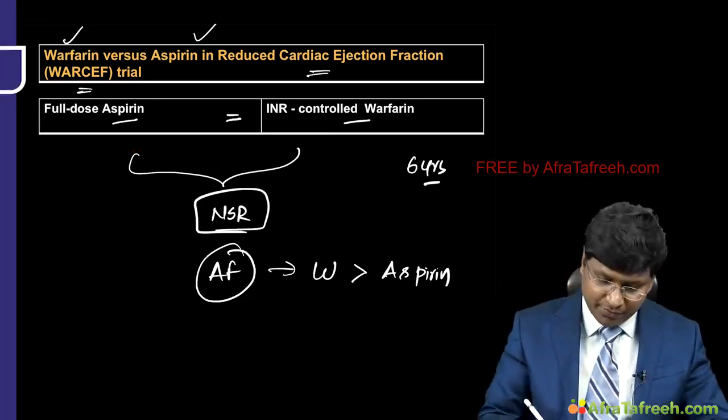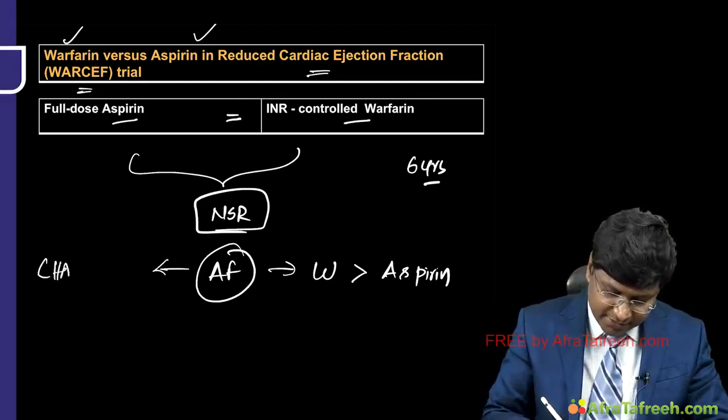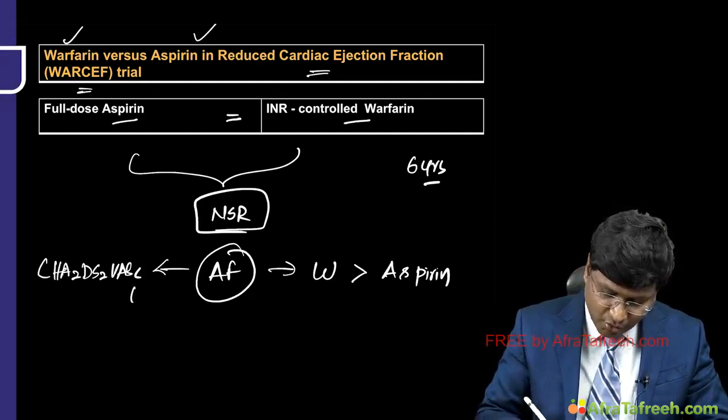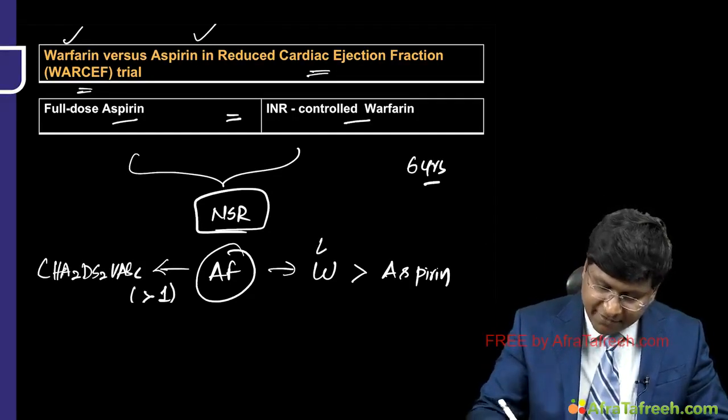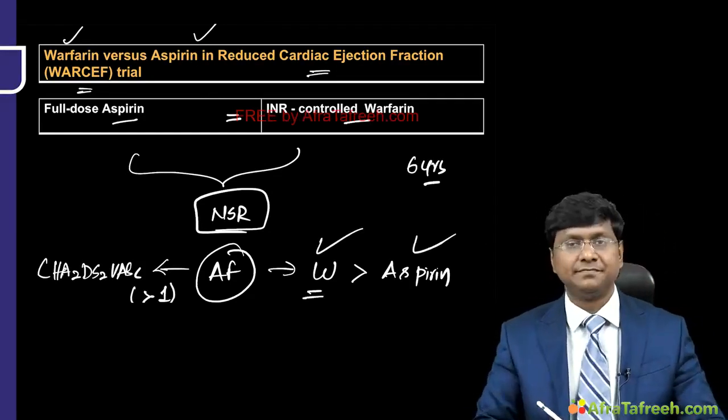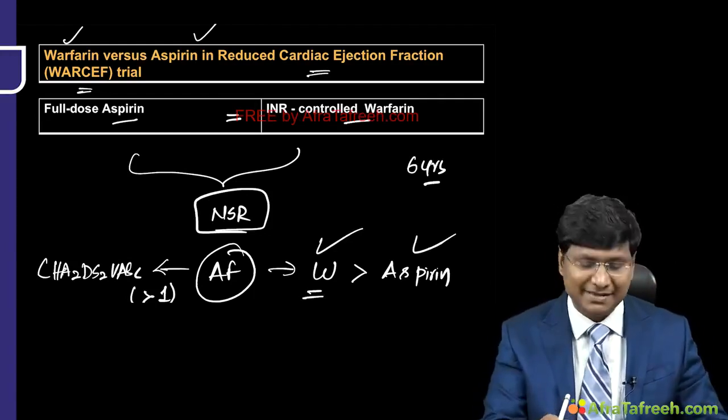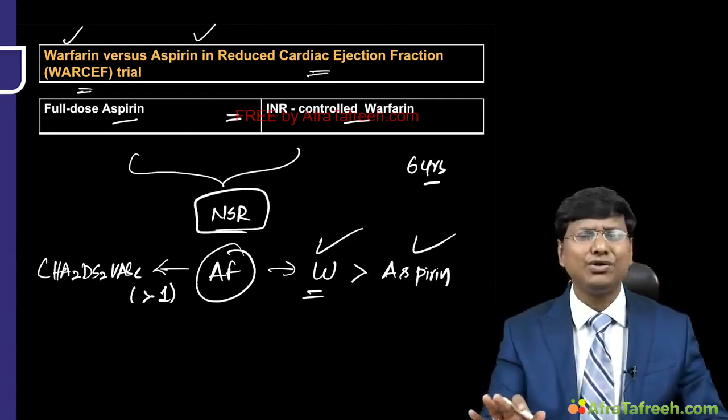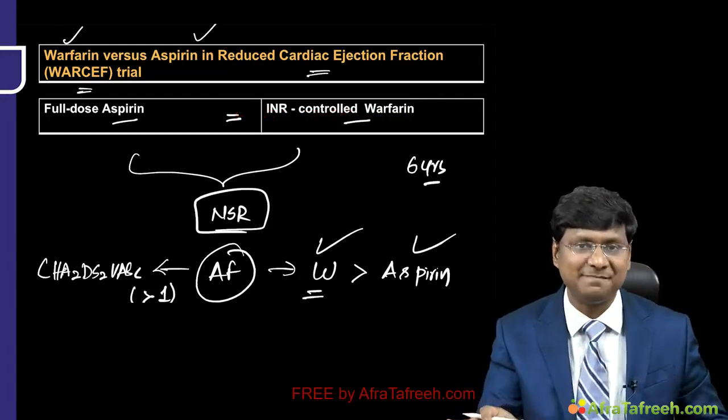In AF with the CHA2DS2-VASc scoring system, if this score is more than 1, it is preferable to give warfarin rather than aspirin. Whereas in normal sinus rhythm patients, according to this trial, both of them have equal efficacy.